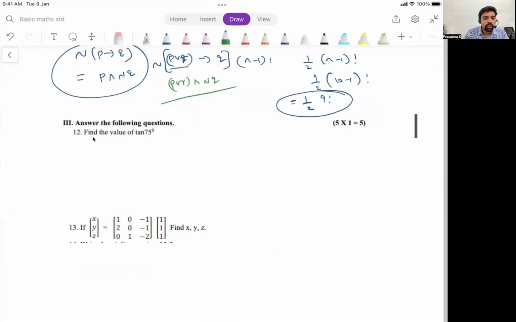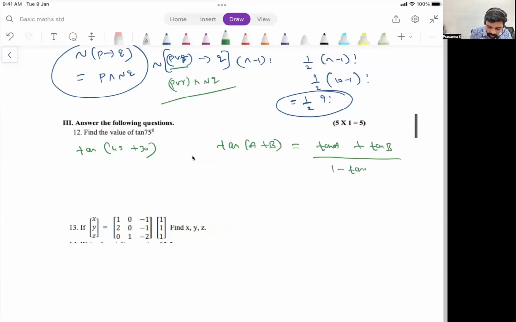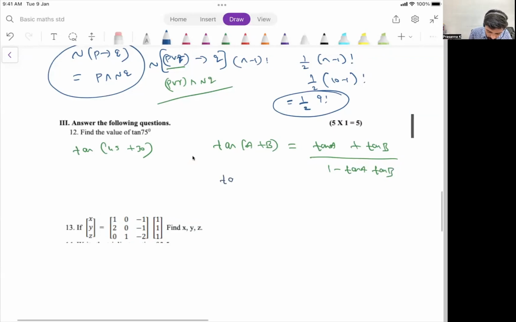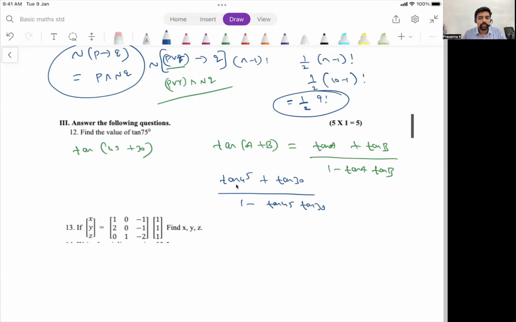Then question number 12, find the value of tan 75 degrees. So tan 75 degrees can be written as tan of 45 plus 30. Now this is in the form of tan of A plus B. So tan of A plus B is tan A plus tan B divided by 1 minus tan A into tan B. I will write the formula here. Tan of A plus B equals tan A plus tan B divided by 1 minus tan A into tan B. So if you apply in this, you will get the answer. So tan of 45 degrees plus tan of 30 degrees divided by 1 minus tan 45 into tan 30 degrees. So tan 45 is 1, tan 30 is 1 by root 3. So simplify this, you will get the answer.